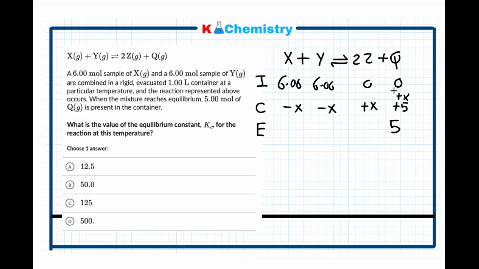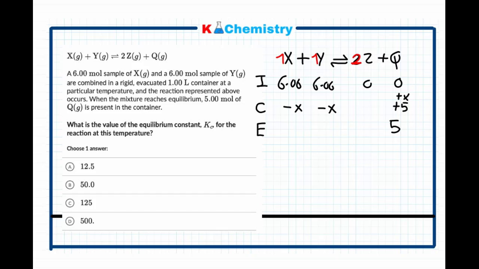So it is plus x here, but the ratio is not plus x everywhere. Just look at the ratio. This is minus x and minus x, and this is 2x. Why is this 2x? Because the ratio is 1 to 2. So look here at the numbers. The ratio is 1 to 1 and 2. So we have to follow the ratios.